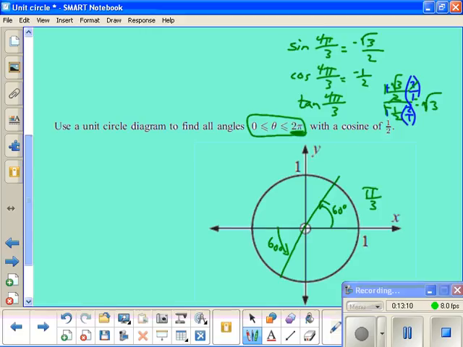Where else is cosine positive 1/2? Well, it's the distance in this direction that's positive, so it would have to be down here. What would be a 60-degree reference angle? Well, that would be 300 degrees. But 300 degrees written in radian form would be 5 pi over 3. Okay, so those are our two answers there. And that is all.